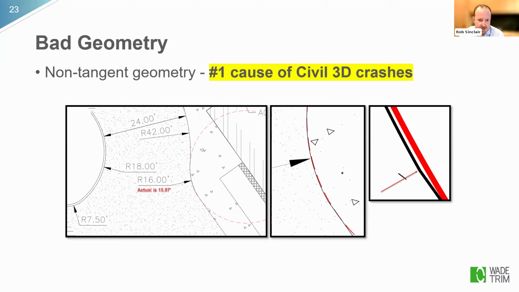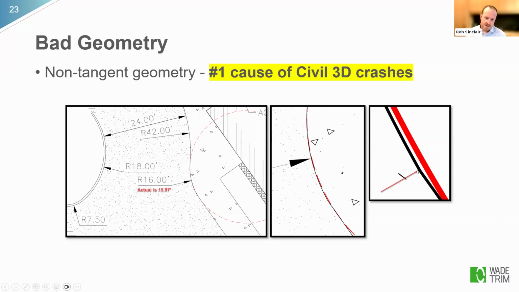Bad geometry. This is the number one cause of Civil 3D crashes. It starts with our layout plan. It looks good from really far out, this radius is 16 feet, but if you start diving in, it's actually 15.97. There was a dimension override there because whoever designed this didn't know how to do that correctly. And you can see that that's non-tangent geometry there.